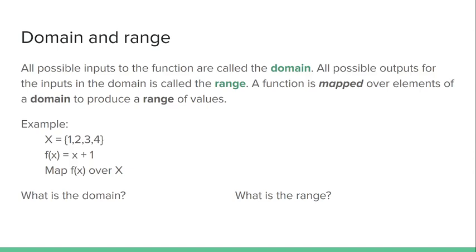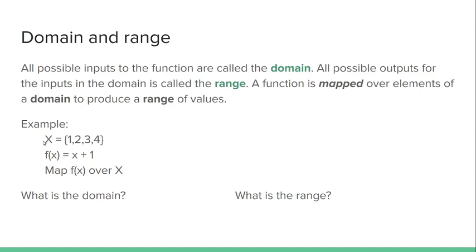Functions have a domain and range. You may remember the word domain from studying sets. In sets, the domain is the set of all possible values from which our set can be defined. When we're talking about functions, the domain is the set of all possible inputs to our function. And all possible outputs for those inputs in the domain is called the range. So we say that we can map a function over the elements of a domain to produce the range of values. Let's look at the notation in this example.